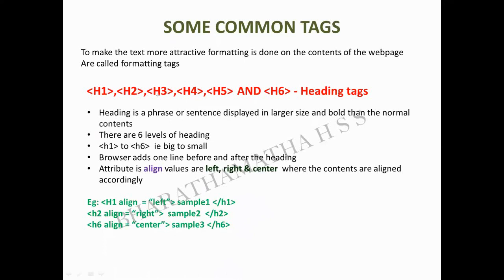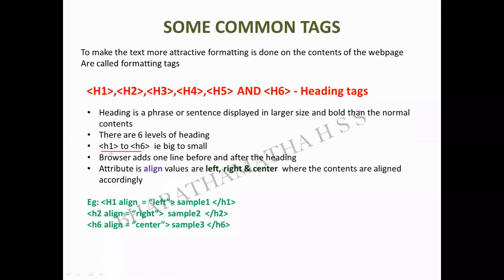When you create a paragraph, you have to give a heading. Generally, headings will be a little bit bigger in size. To make that bigger, we can make use of the heading tags. A heading is a phrase or sentence displayed in larger size and bold than the normal contents. There are 6 levels of heading, H1 to H6. The browser adds one line before and after the heading. That is, one line of blank space will be left before and after the heading.